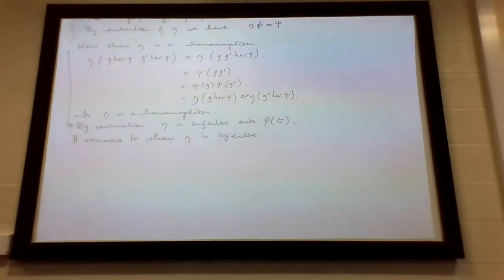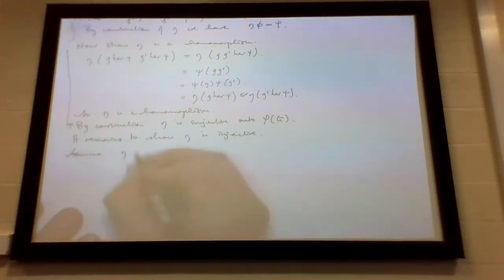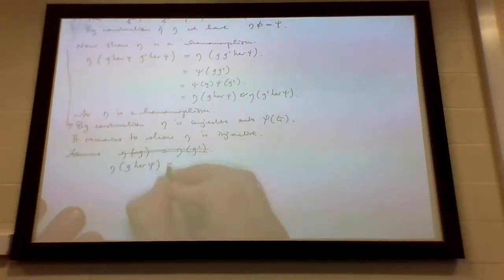But we've kind of already shown that, I think, when we showed the one-to-one. Oh no, we haven't. Probably showed the well-defined, but not quite. So how do we show eta is injective? We assume eta of G equals eta of G prime. Sorry, these are cosets. Eta of this coset equals eta of this coset.